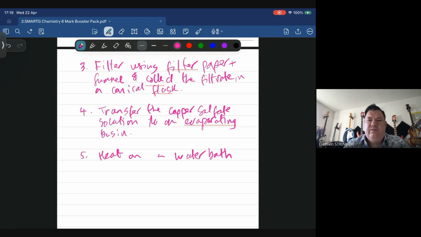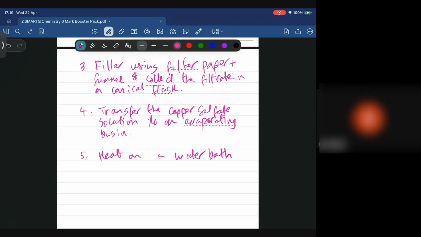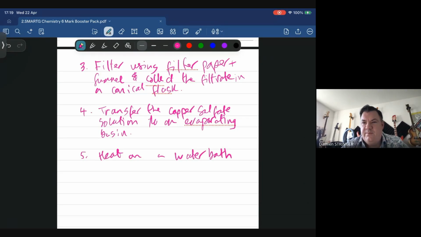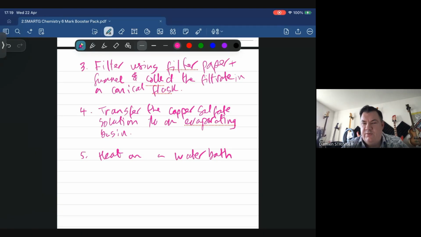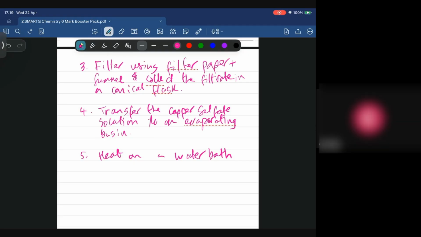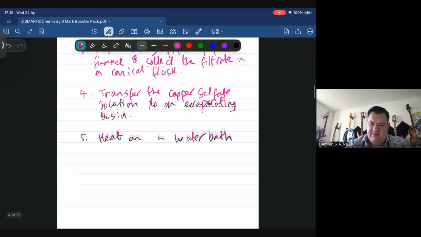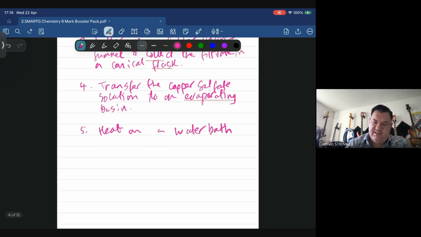Does anyone know what we're heating it until happens? What do we normally say? Just unmute yourself if you know. Heat it until what happens? It boils? What do you think, Amina? I think this is completely wrong, but is it equilibrium? Do you want to have a go, Connor? I'm not sure. I would just say heat on a water bath until you can see crystals.